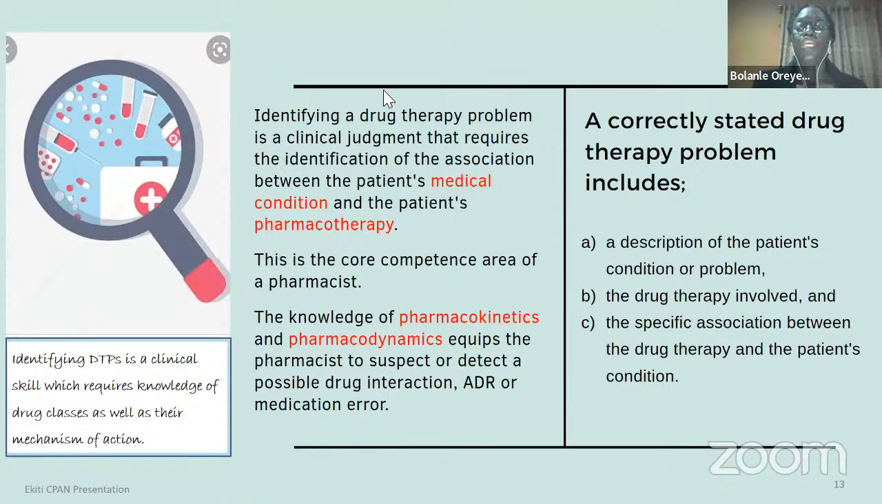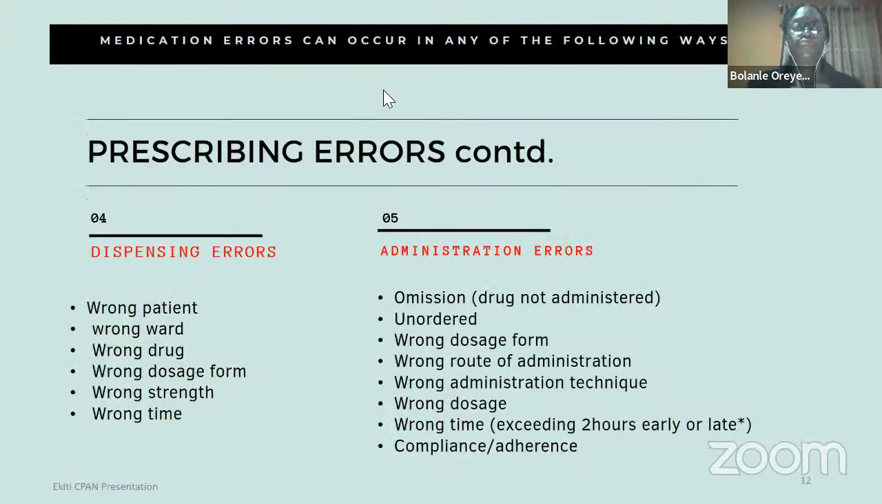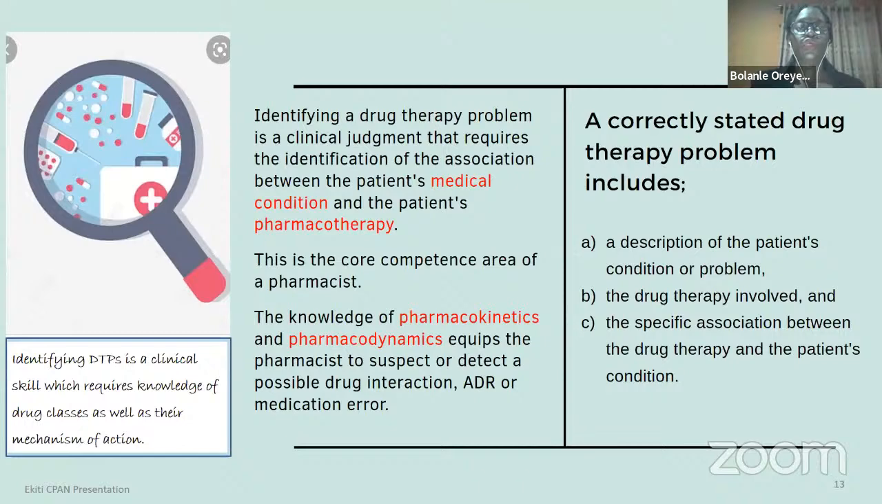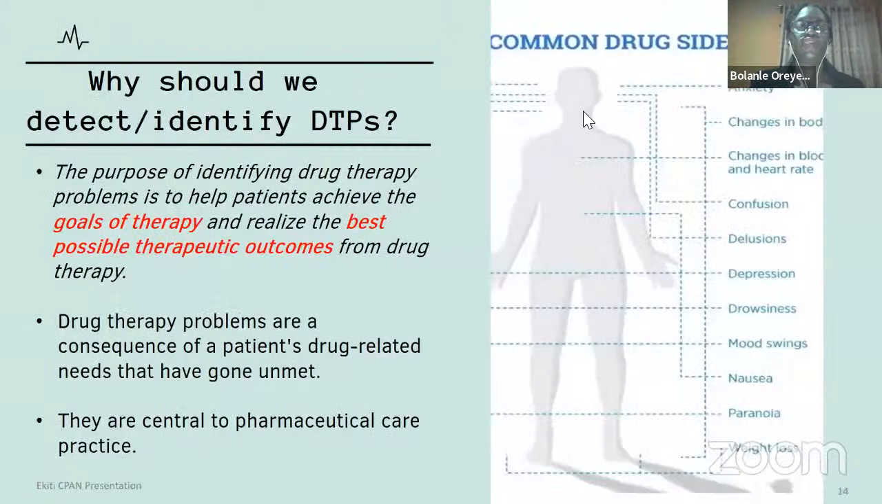error. A correctly stated drug therapy problem includes a description of the patient's condition or problem, the drug therapy involved, and the specific association between the drug therapy and the patient's condition. So why should we detect or identify drug therapy problems? The purpose of identifying drug therapy problems is to help patients achieve the goals of therapy and realize the best possible therapeutic outcomes from drug therapy.